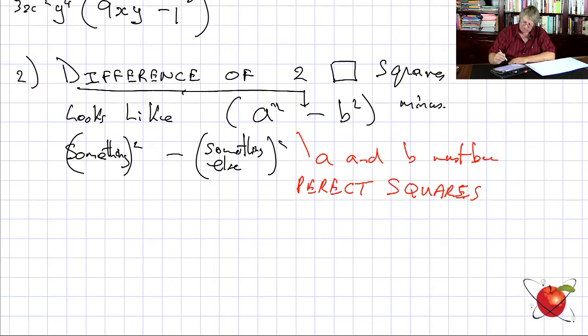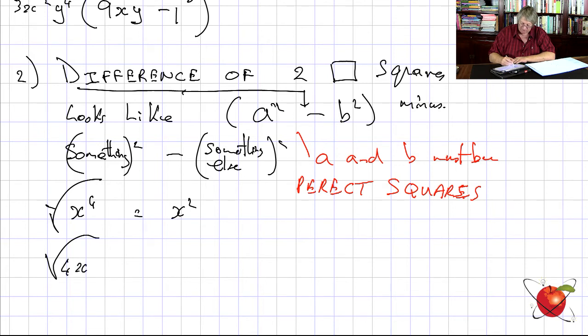So for example, if it's x to the fourth, what is the square root of x to the fourth? x squared. What is the square root of 4x to the 4? It is 2x squared, right? Because we can split it. We can say it's root 4 times root x to the fourth, which is 2 times x squared. So that's a perfect square.